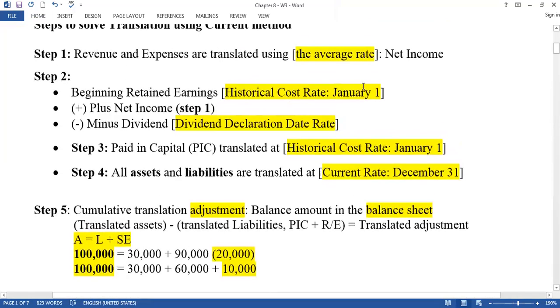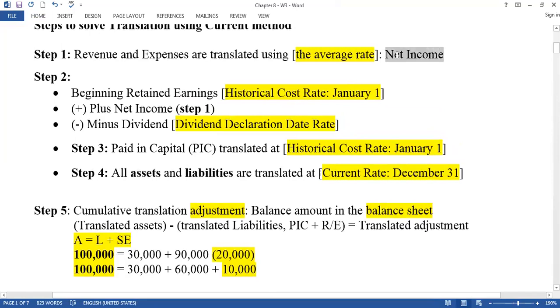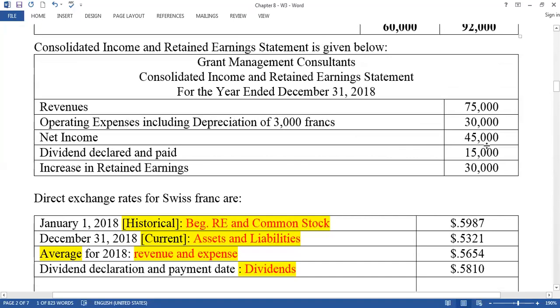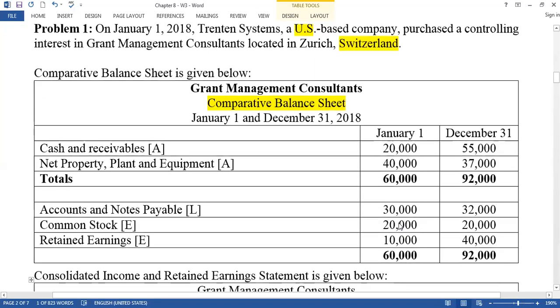Now step two, can you remember this net income? This net income is going to add here to beginning retained earnings, right? Plus net income, it came from step one, right? Minus dividend, right? And we know that beginning retained earnings, when we translate it, we use historical cost rate, and when we translate dividend, we use dividend declaration rate. And our question gives us this information. This is the dividend. And what is the beginning retained earnings?